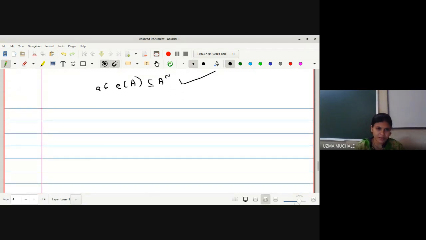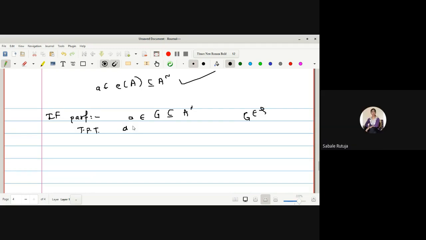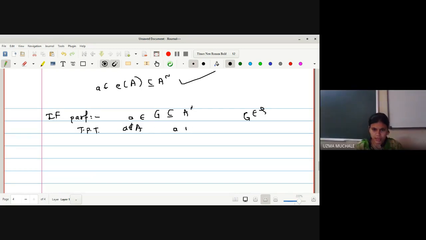Okay. Let us go for the if part. What is given in the if part? We have been provided with one open set G which satisfies the condition. What is the condition? A belongs to G. G is contained in A complement. Right? G is contained in A complement on the condition G is an open set. What is our aim to prove? A does not belong to A, and A is an exterior point. A is in exterior of A. Okay.